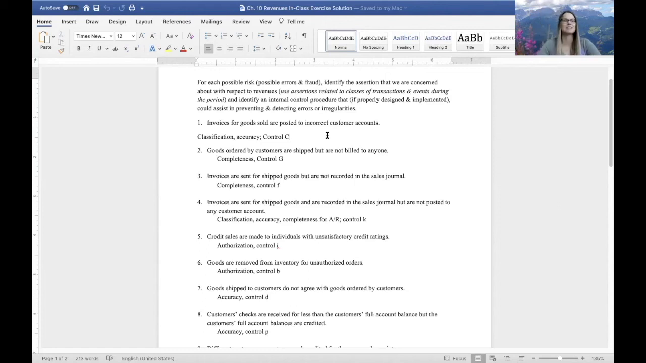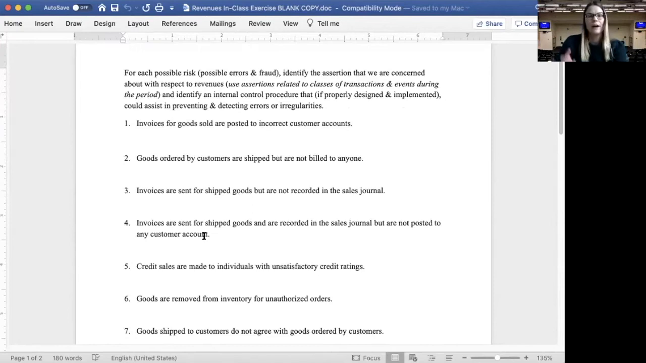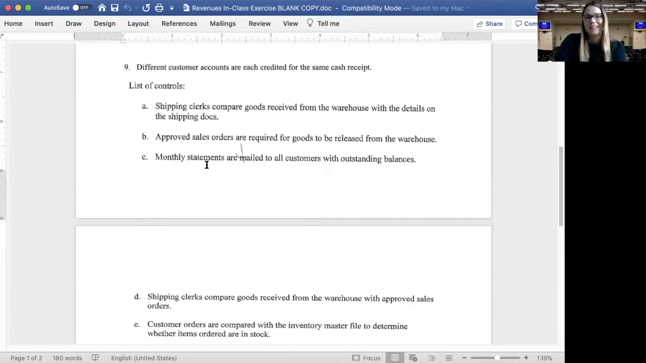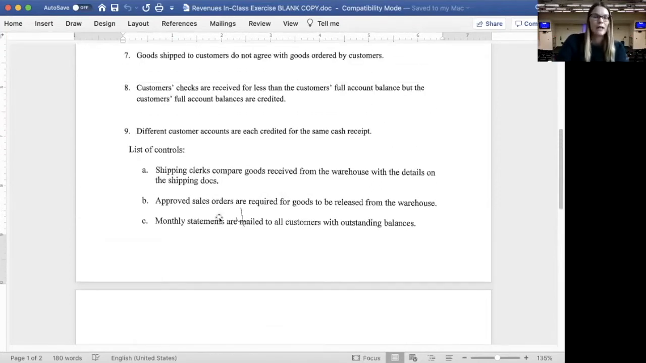Hi guys. So I got a request to discuss the solution to the Chapter 10 in-class controls exercise, and specifically not the entire solution, but really the controls portion of the solution. So in terms of number 1, invoices for goods sold are posted to incorrect customer accounts. The control that works for that, if you read through all of them, is actually Control C. The monthly statements are mailed to all customers with outstanding balances.